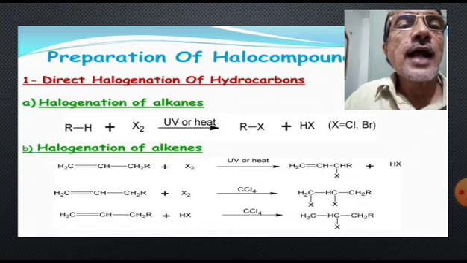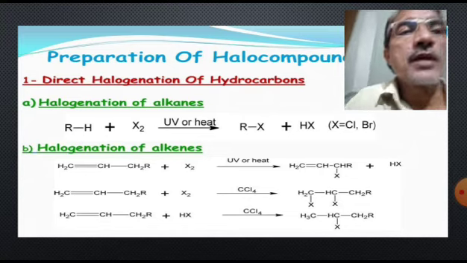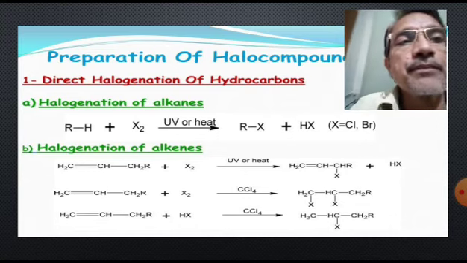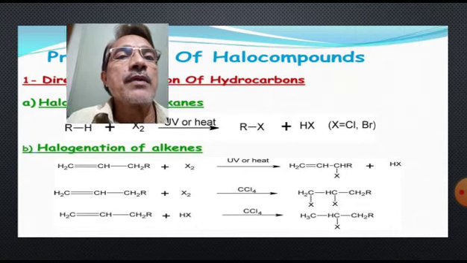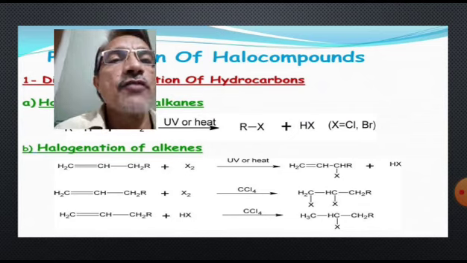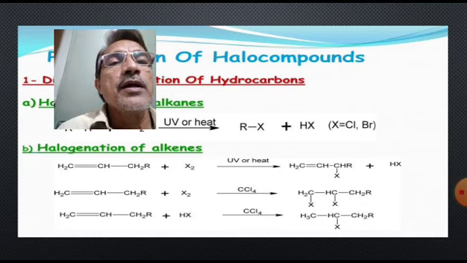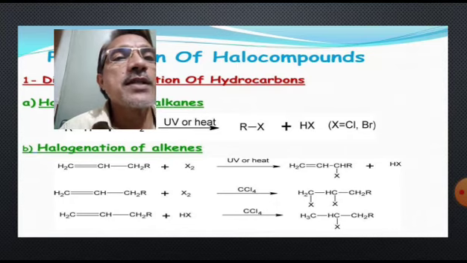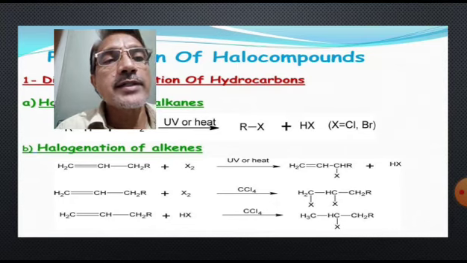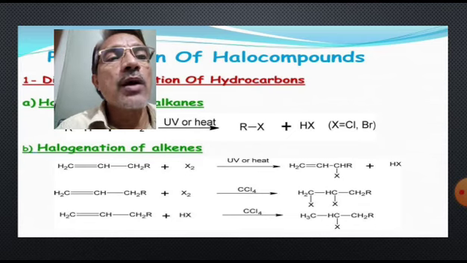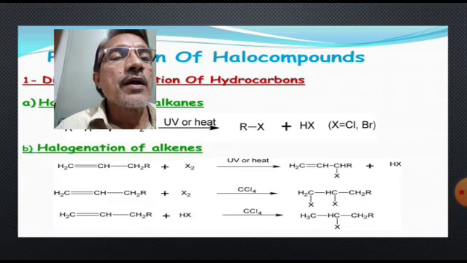Number 2, halogenation of alkenes. Let us see the halogenation of alkenes. Any alkene reacts with a halogen in the presence of UV light or heat to give a haloalkene, or alkene halide, and hydrogen halide as a byproduct.